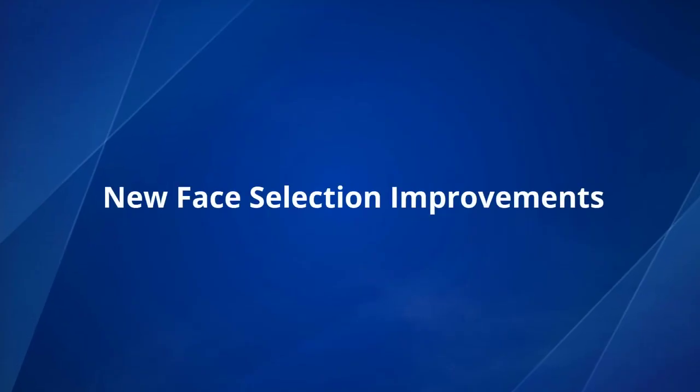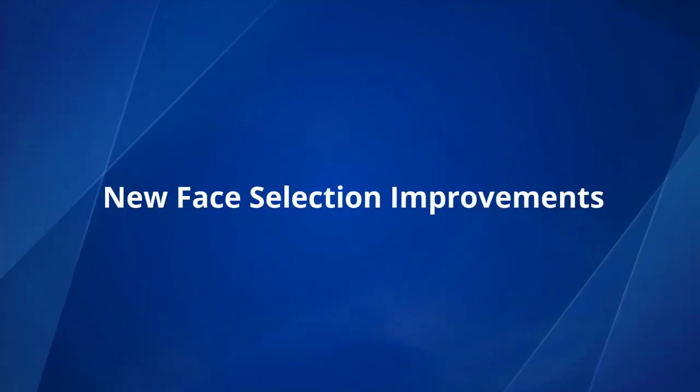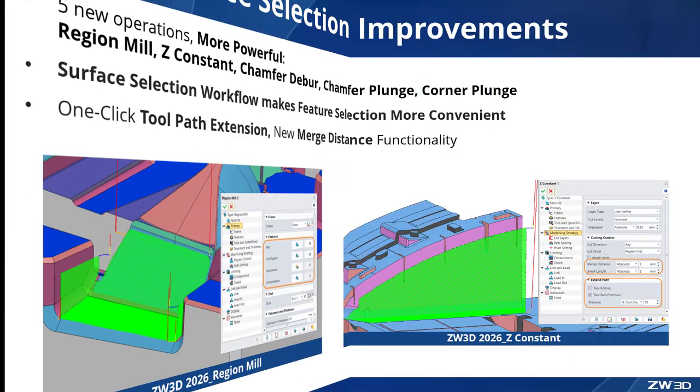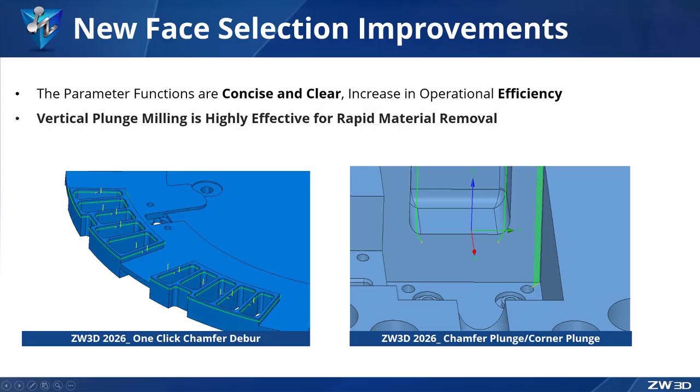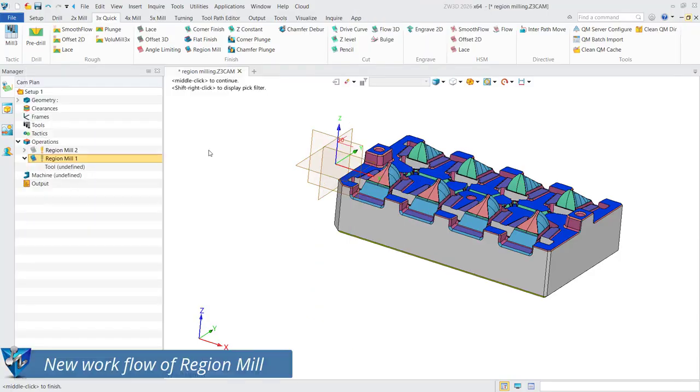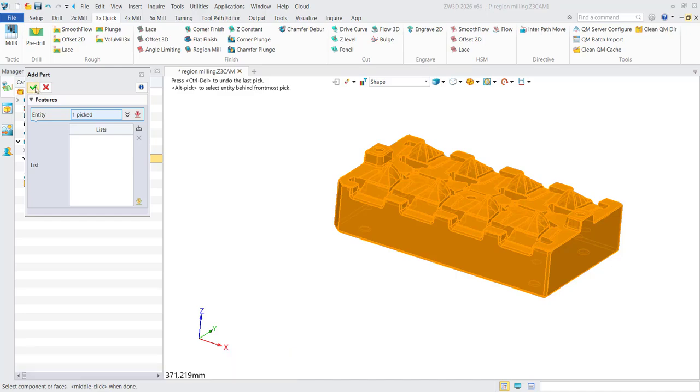New face selection improvement. In ZW3D 2026, the new workflow of surface selection processing has greatly improved the programming efficiency. New operations are added, including region mill, Z constant, chamfer deburr, chamfer plunge, corner plunge. Take this real case of mold processing as an example.